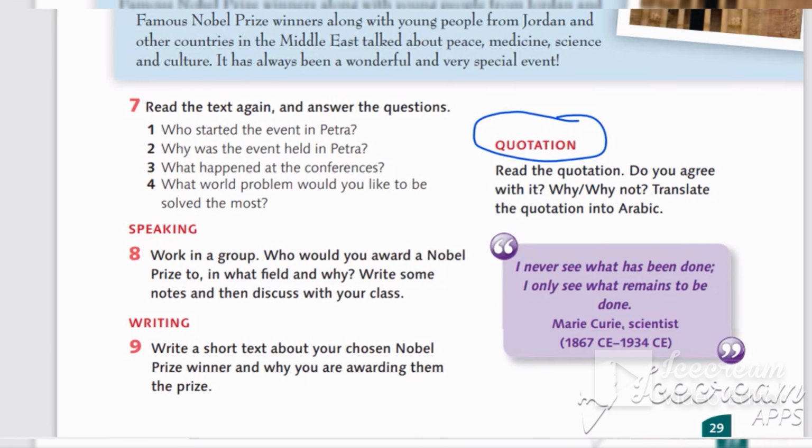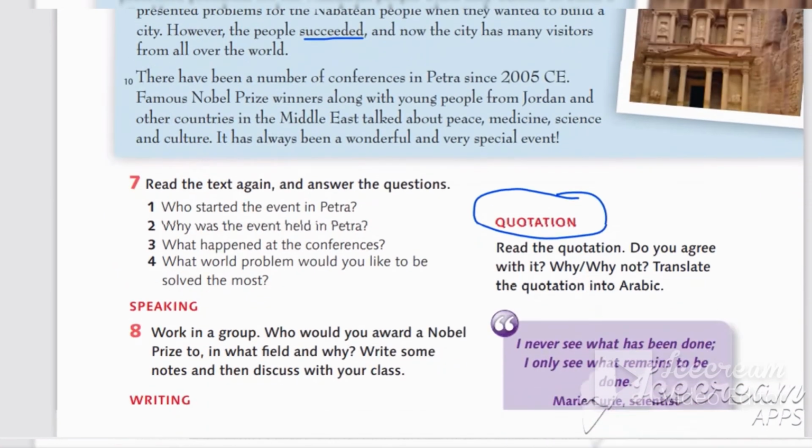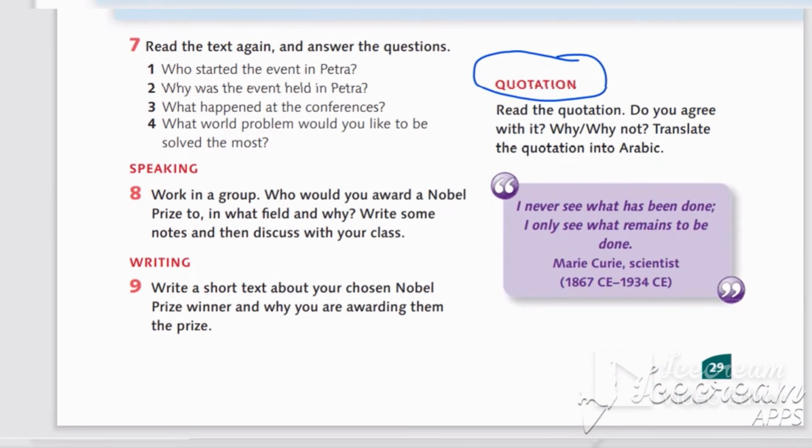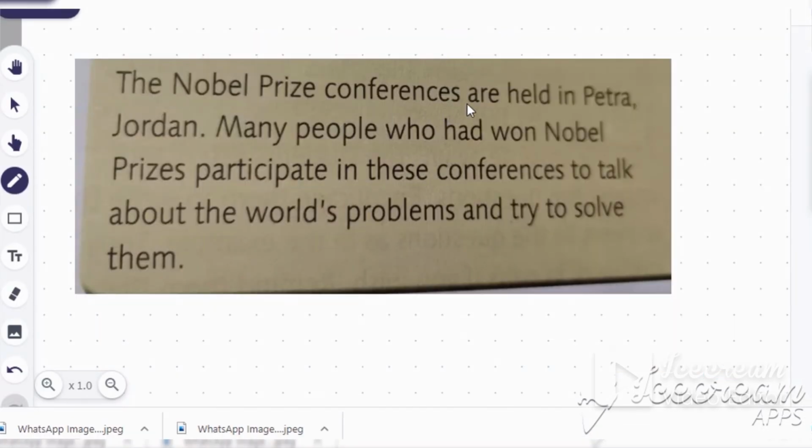Now I've answered the questions for you. First of all, we have the first question above the text. It's check your answers. Where have they been about the conferences of the Nobel Prizes? Okay, so the answer of question number 5. The Nobel Prize conferences are held in Petra, Jordan.